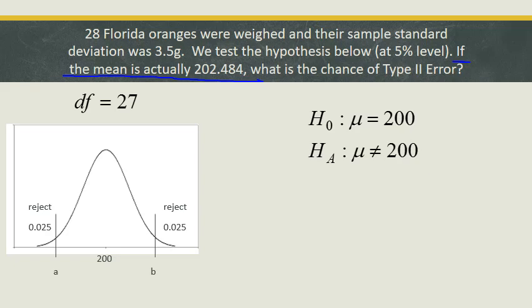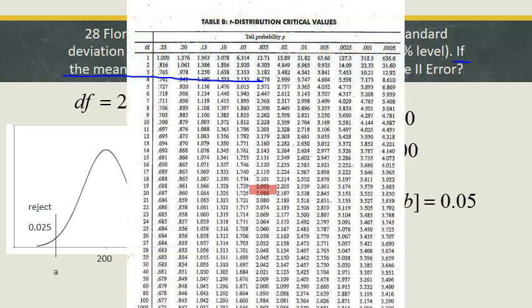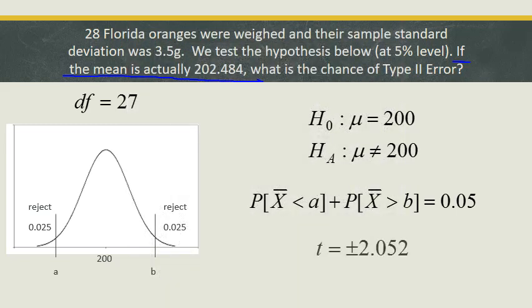We begin, as always, by finding the critical values. This is a two-tailed hypothesis, so there's an upper and lower critical value. Since the level is given as 5% in the question, the area in each tail must be 0.025. So we must check the t-table to find the t-values that give us this area. With 27 degrees of freedom, the t-values are plus and minus 2.052.